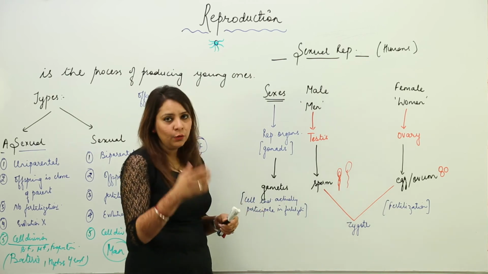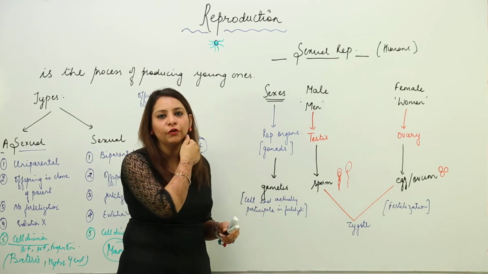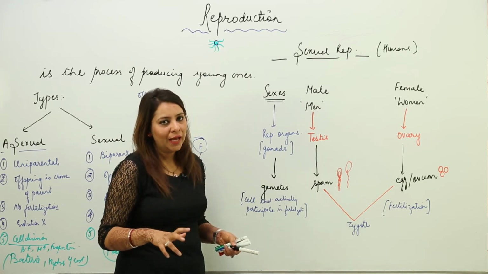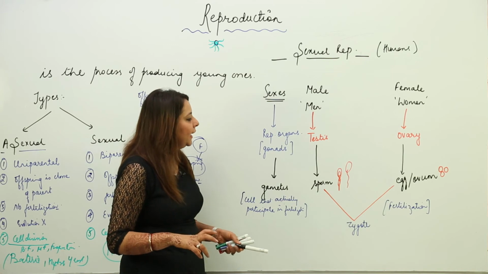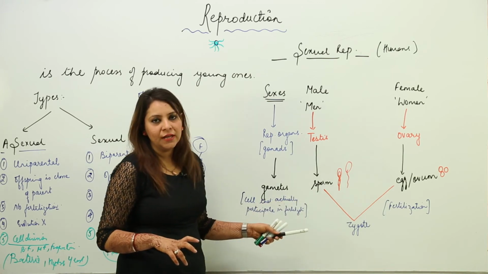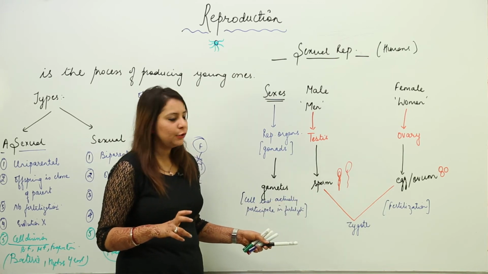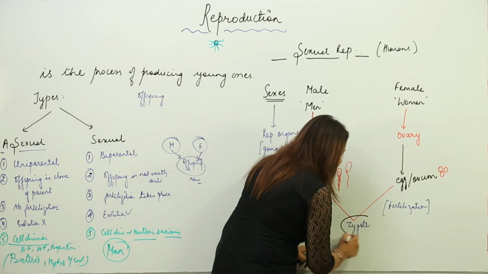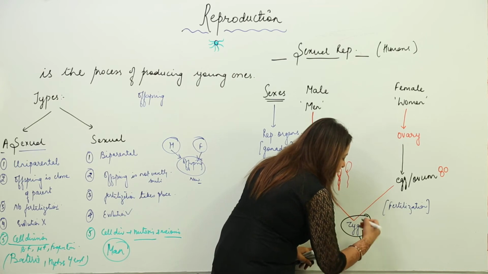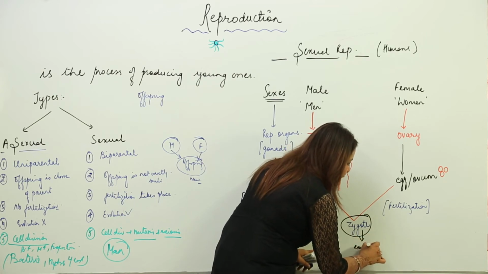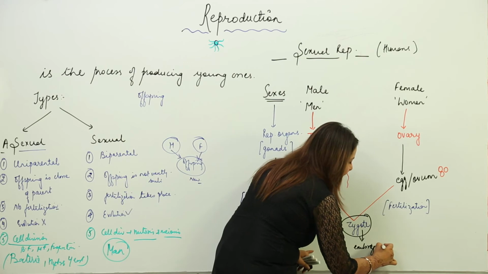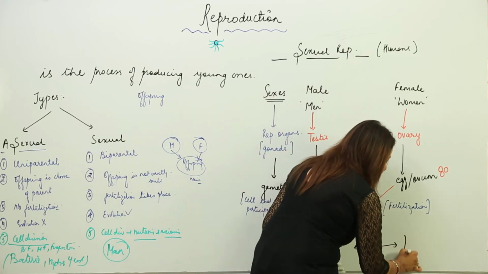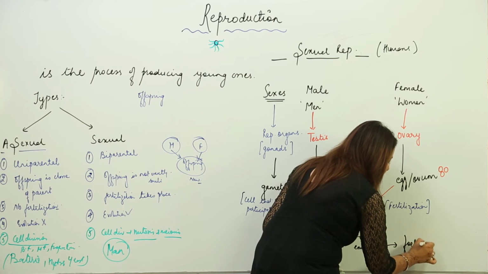You may get a question like this: what is the fusion of male gamete with female gamete called? Then you will say that the fusion is called fertilization. And secondly, you can get a question: name the first cell formed as a result of fertilization. That is always the zygote. Then the zygote undergoes a series of changes. It transforms into an embryo, that is a ball of cells, which undergoes various developmental stages and forms a fetus.